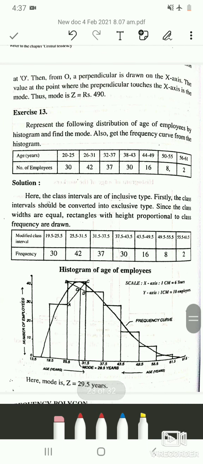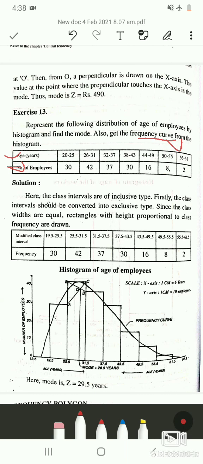The next question is, represent the following distribution of age of employees by histogram and find the mode. Also get the frequency curve from the histogram. So we have seen from histogram how to get a frequency polygon as well as mode. Now we will see how to get a frequency curve from histogram. So age in terms of years is given 20 to 25, 26 to 31, so on till 56 to 61, and correspondingly number of employees are given.